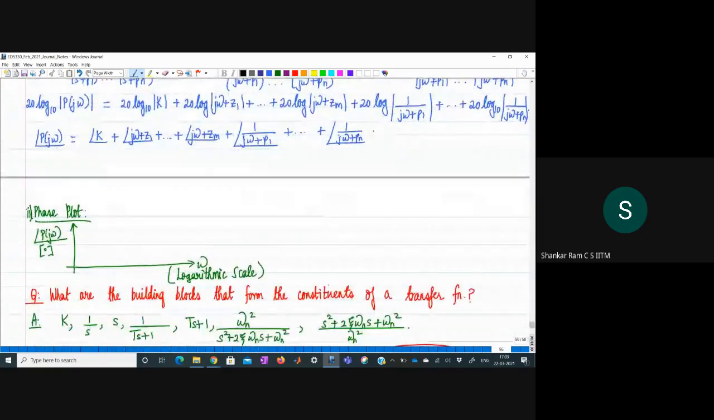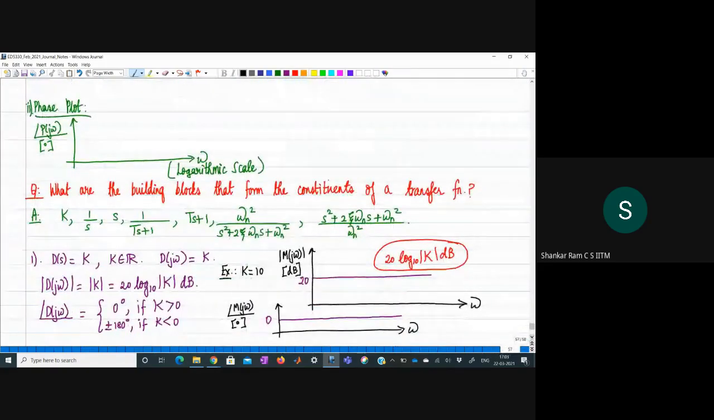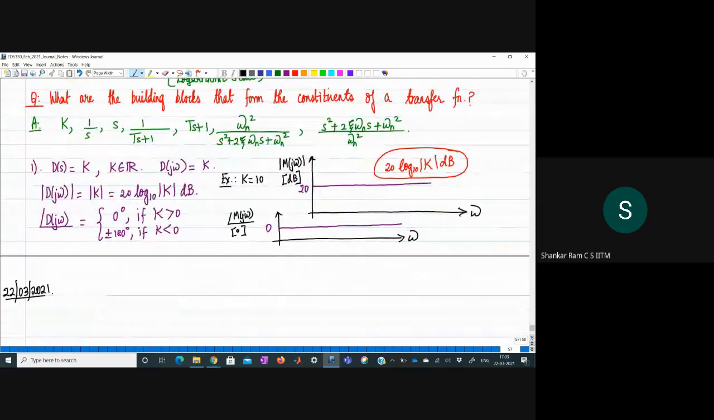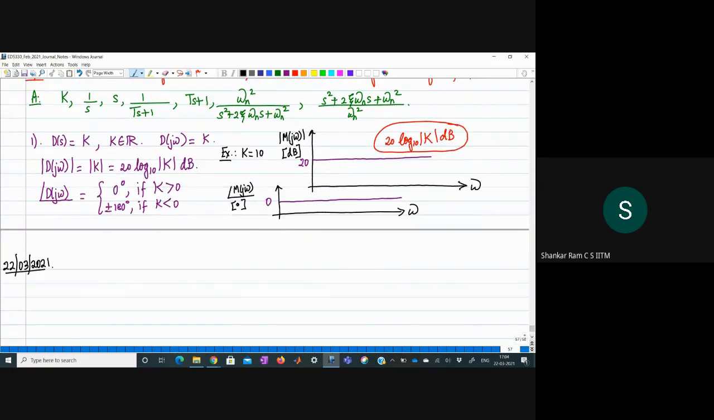And the phase plot is where we plot the phase of the sinusoidal transfer function in degrees against omega. Once again, the advantage is that when we do that, we can sum the phases of the individual blocks and plot the consolidated phase plot of any given transfer function.